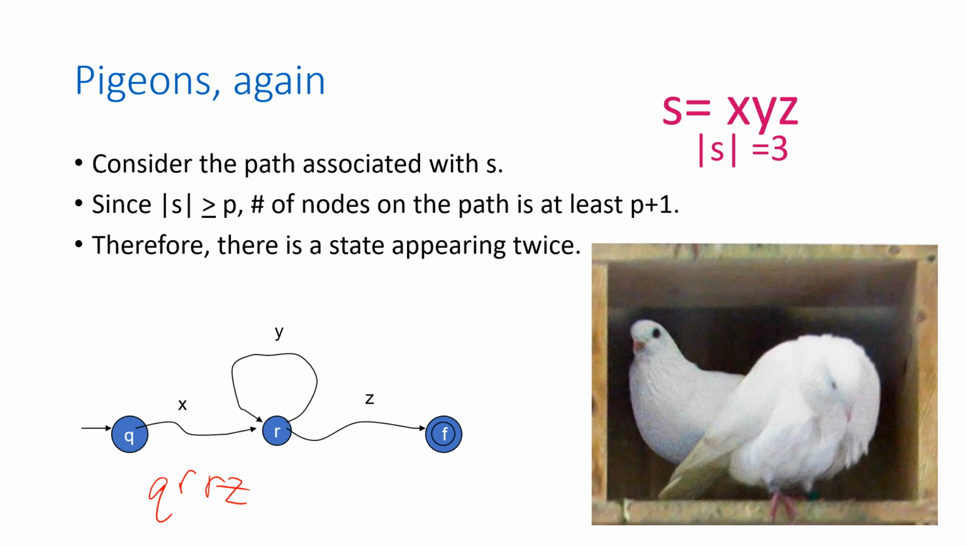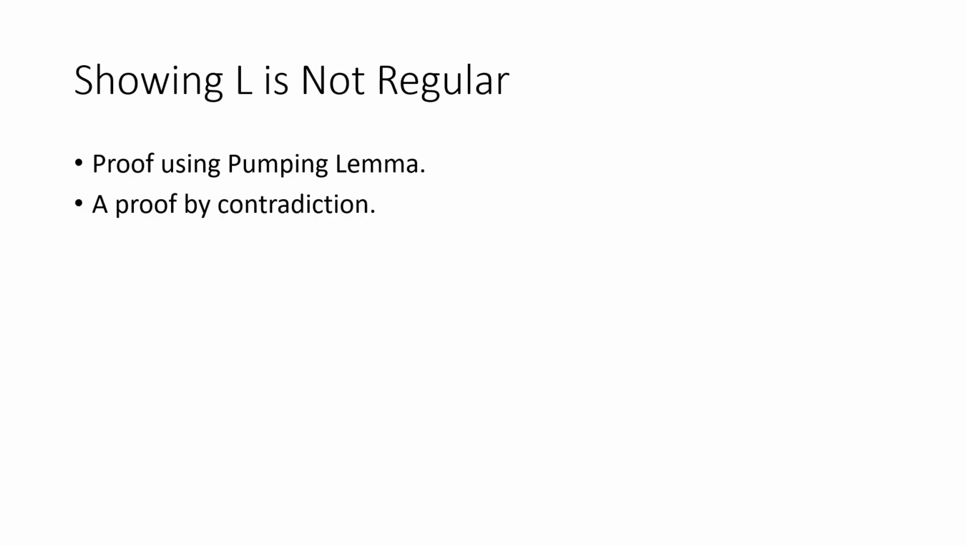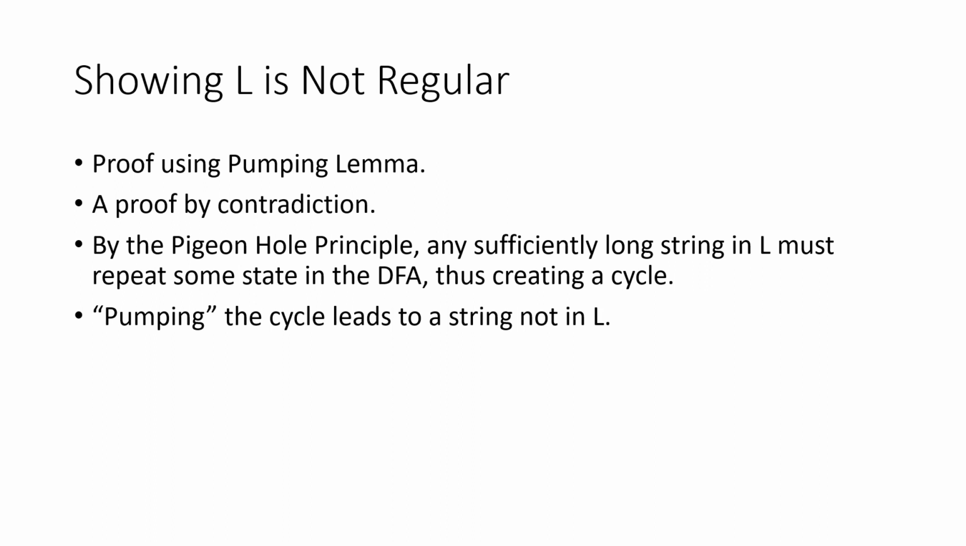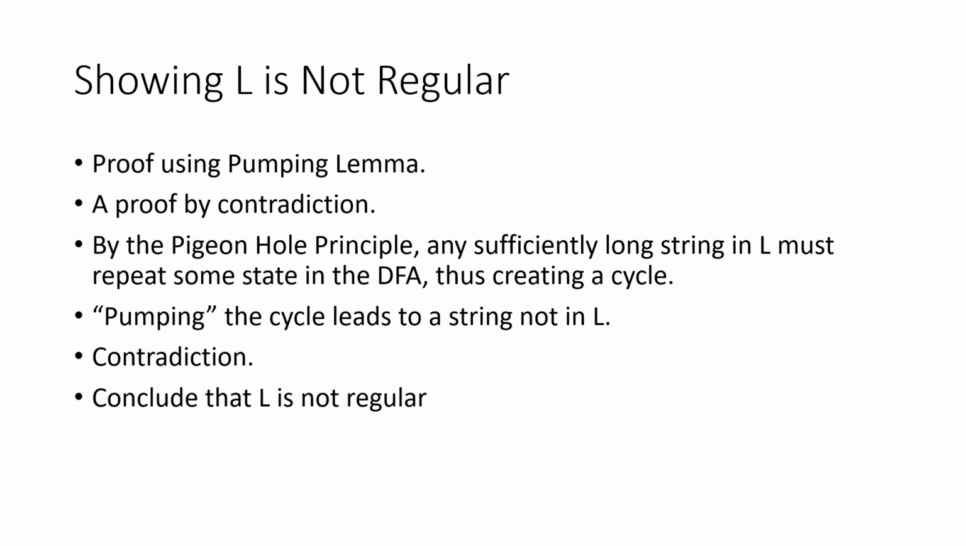Now that we have this understanding of the pumping lemma, let's talk about how we actually use it in practice. Generally, the pumping lemma is used to show that a language L is not regular because it doesn't have the properties that we want. The way this is going to work, you will do a proof by contradiction. By the pigeonhole principle, any sufficiently long string in L must repeat some state in the DFA and create a cycle. We pump the cycle to lead us to a string that shouldn't be in L and yield a contradiction. That means that L is not regular.